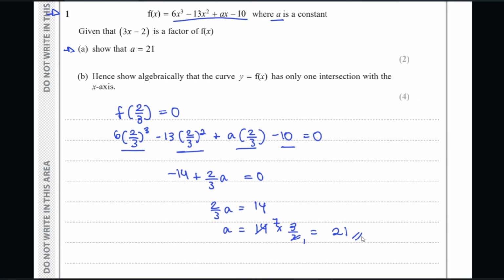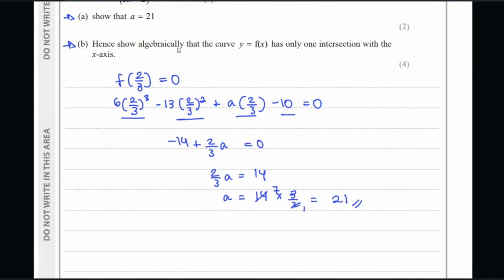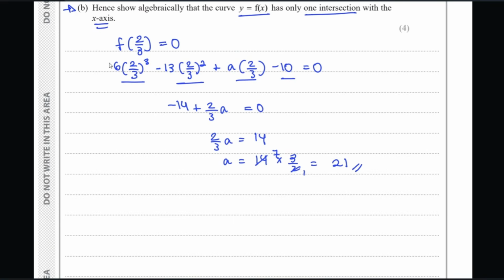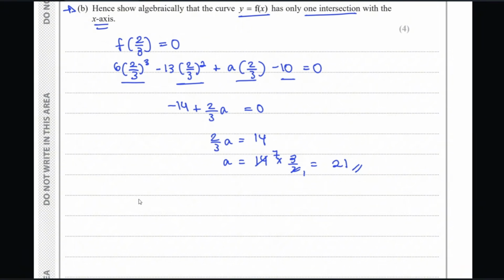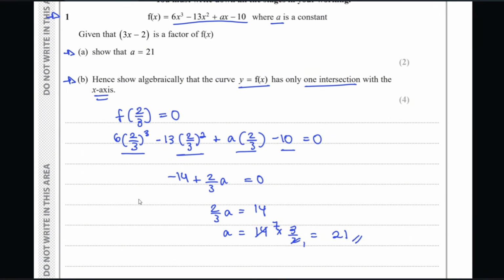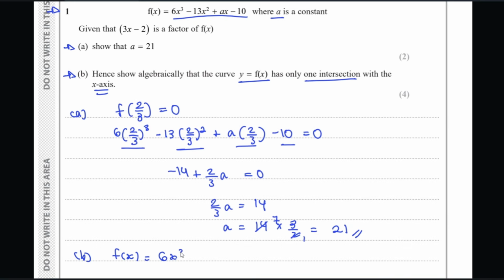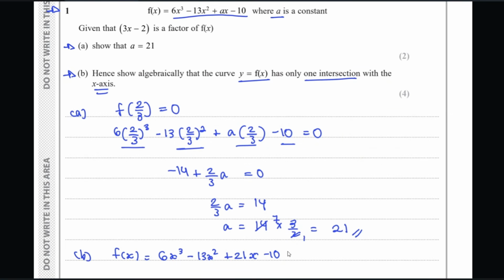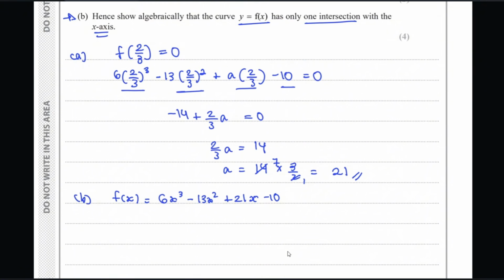That is question A. Question B, hence, show algebraically that the curve y equals f of x has only one intersection with the x-axis. So we have the curve equation. Let's rewrite the curve equation. f of x is equal to 6x cubed minus 13x squared plus 21x minus 10. And when this curve intersects with the x-axis, there's only one intersection point. That is what we have to show.